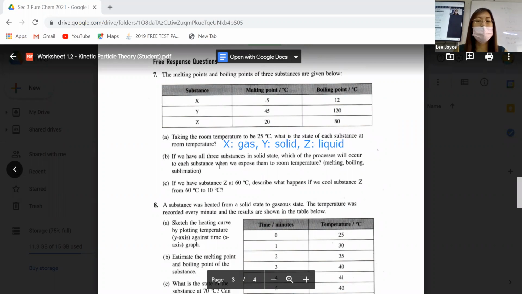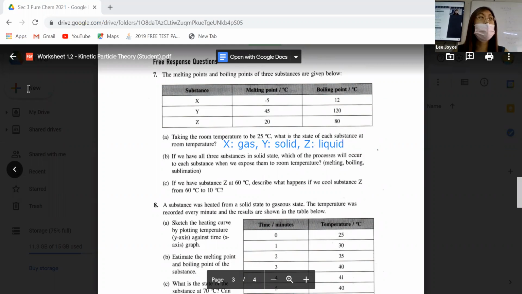All right, simple. Part B. If we have all the three substances in a solid state, which of the processes will occur to each substance when you expose them to the room temperature? This is interesting. So assuming that they are all in the solid state, when we expose them to the room temperature and pressure, which of these processes will occur?